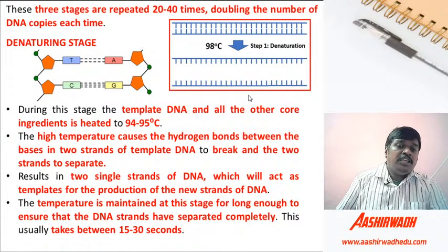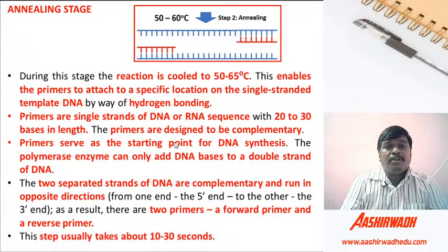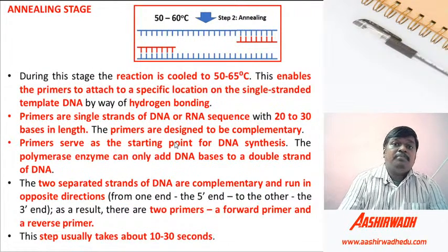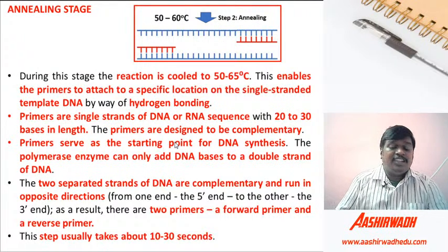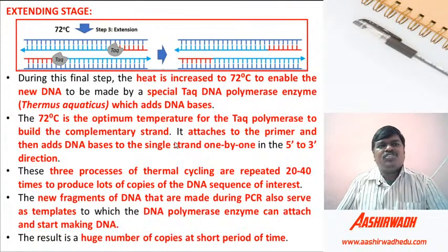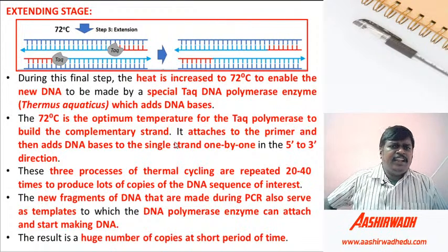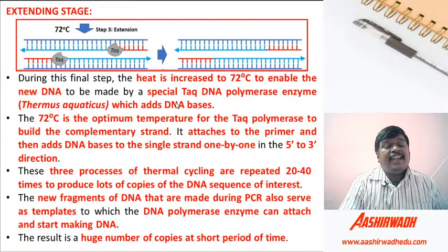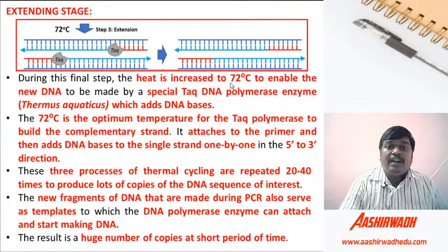And even though the whole denaturation process as well as annealing process takes about seconds, they will be repeated for a few minutes, like 30 minutes, in order to produce a large number of copies. And the third process is called the extending stage. Extending is done by a slight increase in the temperature from 50 to 65 degrees Celsius to 72 degrees Celsius. This is the final step in the PCR process.